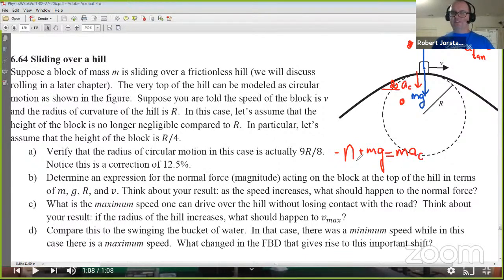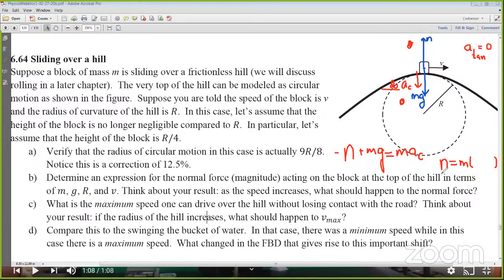All right. So when I do it that way, I get negative N plus mg equals MAC. Same equation, but whatever. All right. So if I solve this for the normal force, what do you get? Mass times what? G minus AC. I think so.